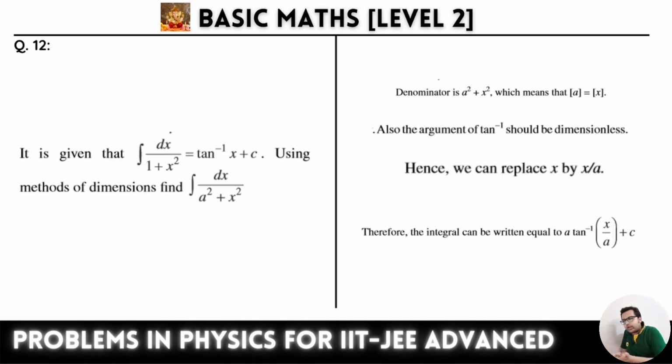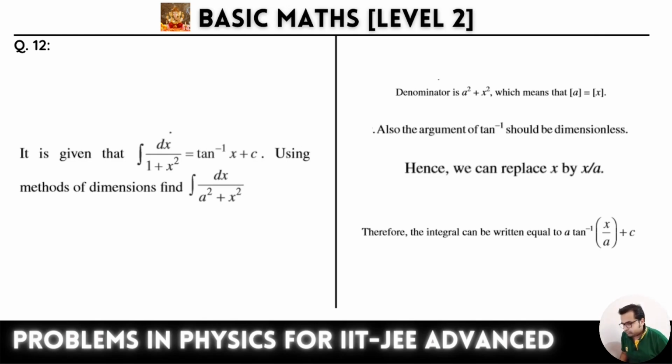The integral which we have to find has a denominator of a square plus x square, which means that the dimension of a should be equal to the dimension of x, because with the principle of dimensions, all the terms added should have the same dimension. So a square plus x square means the dimension of a should be equal to the dimension of x.